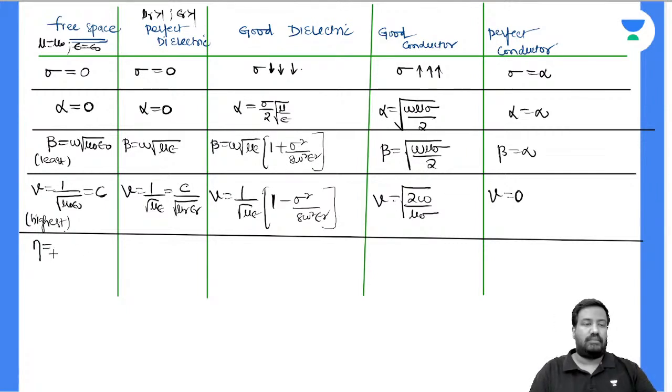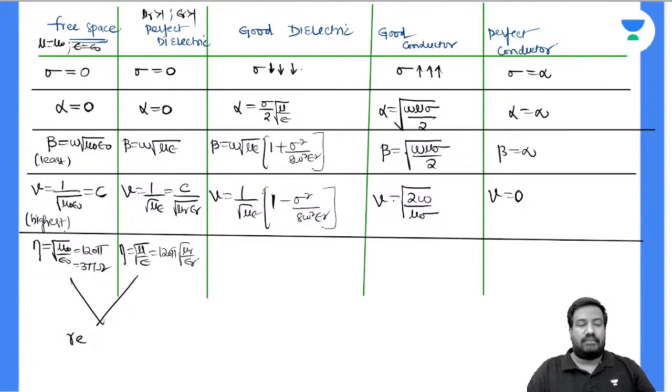Eta is under root of mu naught by epsilon naught, which is 120 pi, about 377 ohm. This is the intrinsic impedance of free space. In a perfect dielectric, eta is under root of mu by epsilon, which is 120 pi into under root of mu r by epsilon r. Mu r is approximately equal to 1 for practical cases, and epsilon r is greater than 1. Therefore, eta is decreasing. In both cases, eta is a real value.